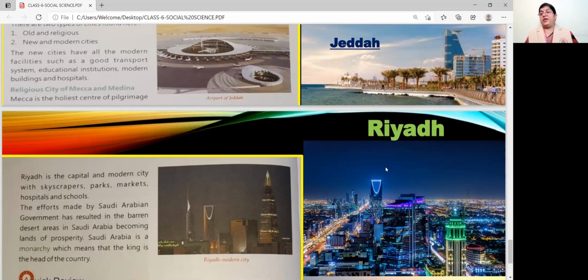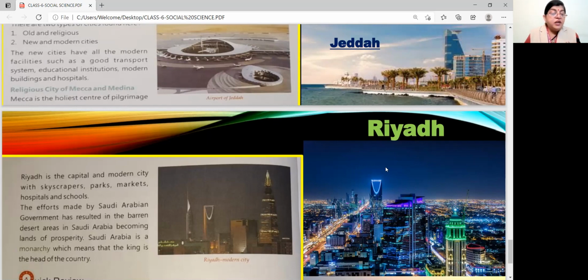Saudi Arabia is a monarchy. See, it's a monarchy, which means that the king is the head of the country. Monarchical government means this only. A monarchy is ruled by a king or a queen.